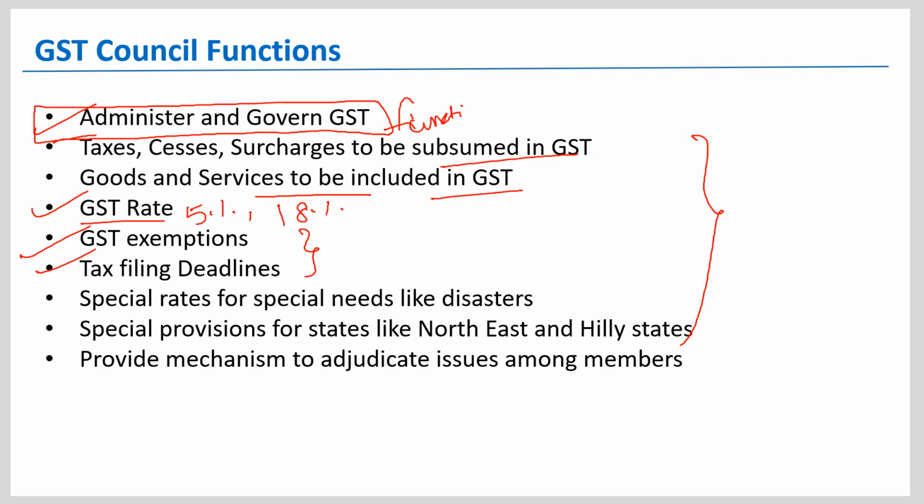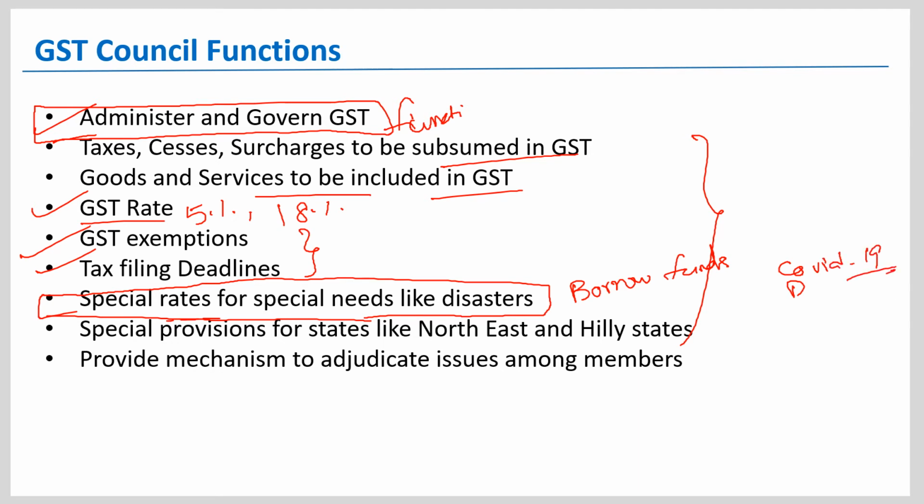The main issue currently going on is the special needs during disasters. Yesterday the GST Council meeting was held and a major contentious issue was borrowing funds to manage the disaster, COVID-19. State governments are saying the union government should borrow and give the funds to state governments, whereas the union government is saying that state governments themselves can go ahead and borrow the funds to handle the COVID-19 pandemic situation. So there was a disagreement yesterday between some states and the union government. This is the main reason why the GST Council is in the news and why we are discussing it.